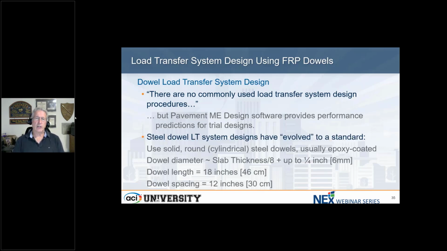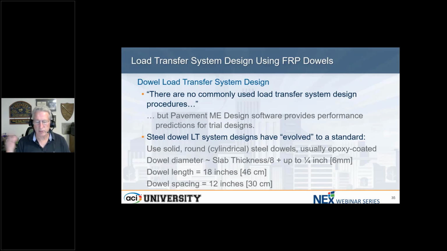Like I said, steel load transfer system designs have evolved over the last 100 years to a standard, and that standard is we use solid round steel dowels, usually epoxy coated with something to prevent corrosion. Dowel diameter is going to be the slab thickness divided by 8. At least that's what it was until the last 20 or 30 years. Now we started beefing it up a little bit more to decrease bearing stresses. So we add up to 1/4 inch on top of that now, right?